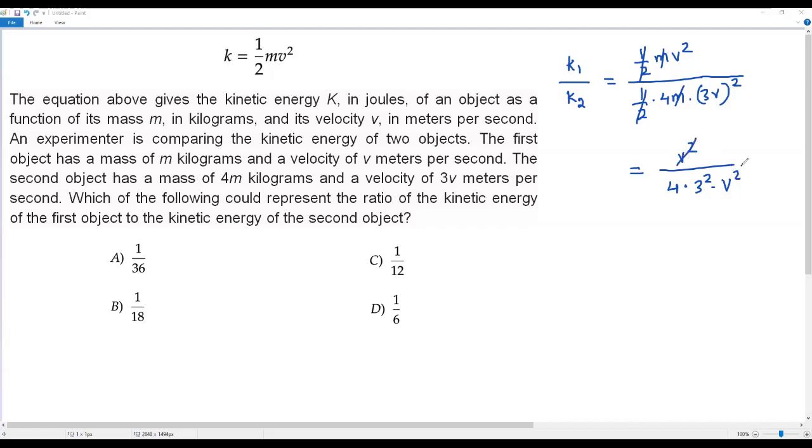So this v squared cancels. That is, v squared goes into v squared 1 time. Now we have 1 in the numerator divided by 4 times 3 squared. The value of 3 squared is 9. Then I'm getting 1 over 4 times 9, which is 36. So the ratio of the kinetic energy of the first object to the kinetic energy of the second object is 1 over 36. I find this 1 over 36 in answer choice A. So the correct answer choice for this question is A.